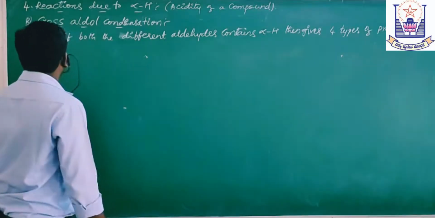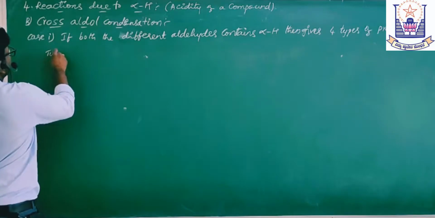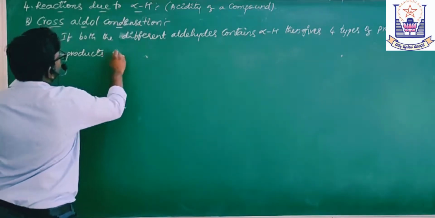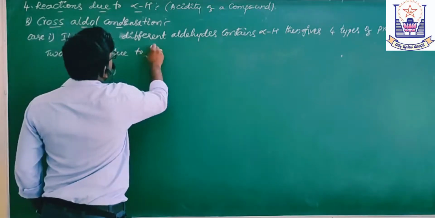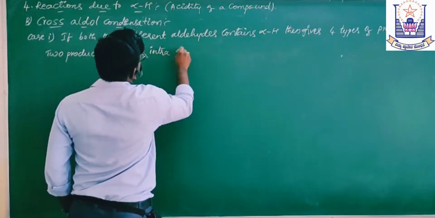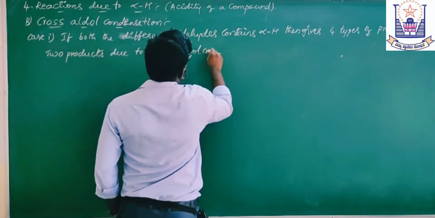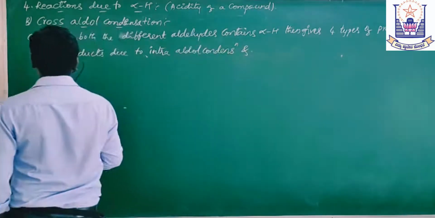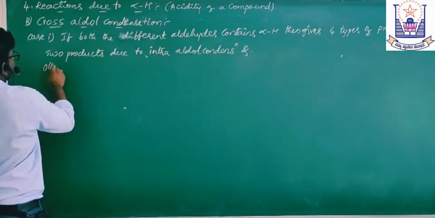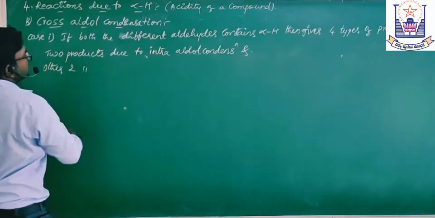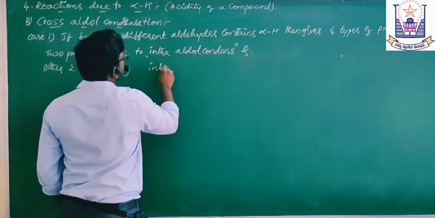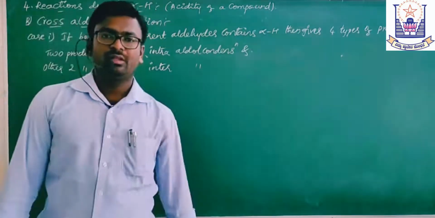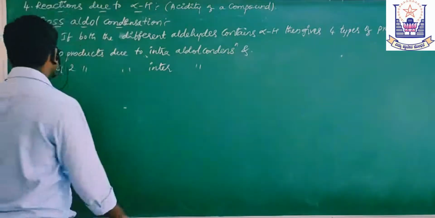Okay, two products due to intra-aldol condensation, and the other two products due to inter-aldol condensation. Totally we are going to get 4. Okay, let us see with an example.